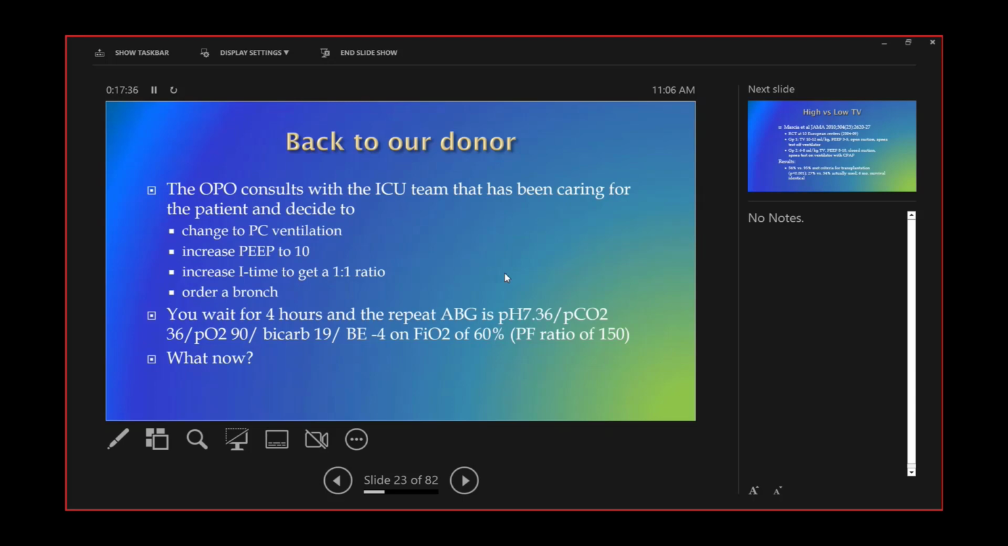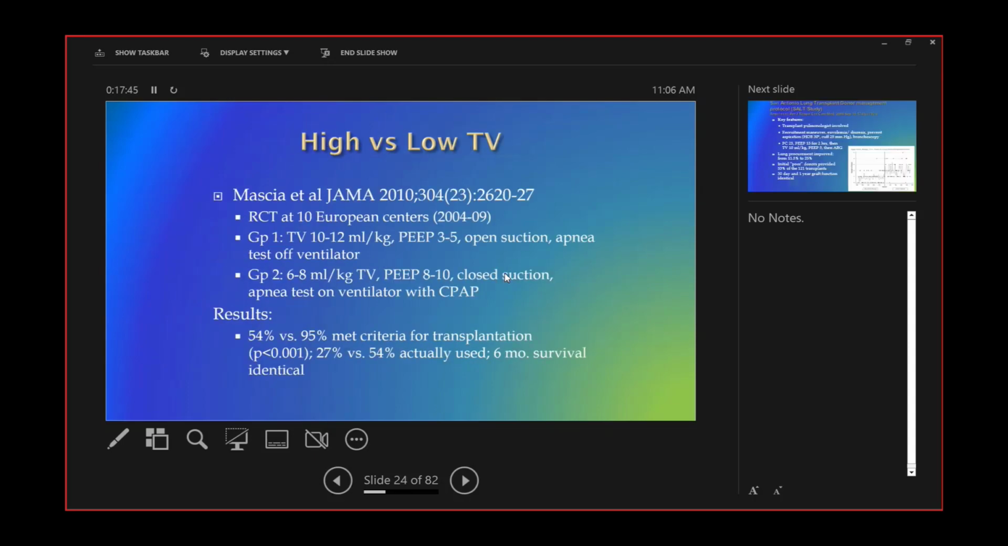The blood gas now has a pH of 7.36, a CO2 of 36, a PO2 of 90 on 60%, bicarb of 19, and base excess of 4. So what do we do now? Well, now we have to see what else we're going to do to recruit.